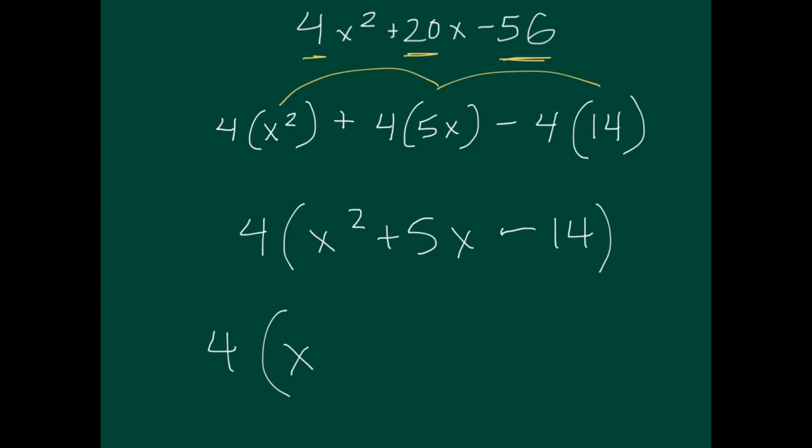And we know that 7 and 2 are factors. So we already said that our larger number is going to be positive. Therefore, 2 is going to be negative, and 7 is going to be positive. Now we have a solution for the equation 4x squared plus 20x minus 56 in simplest form.